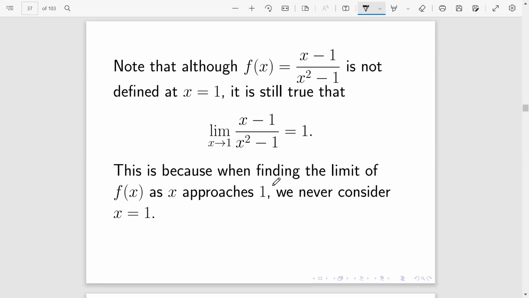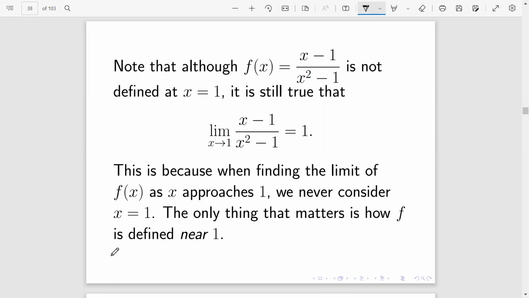The reason for the limit to exist is that when you find the limit, we're looking at f of x when x is approaching 1. So basically, we want to look at how f of x behaves. We're not looking at 1 particularly, we're looking at the values of x approaching 1. So what matters is how the function behaves for the x values defined around 1. We don't really care what happens at 1, but we look at the values of x approaching 1 and how the function behaves around that point.